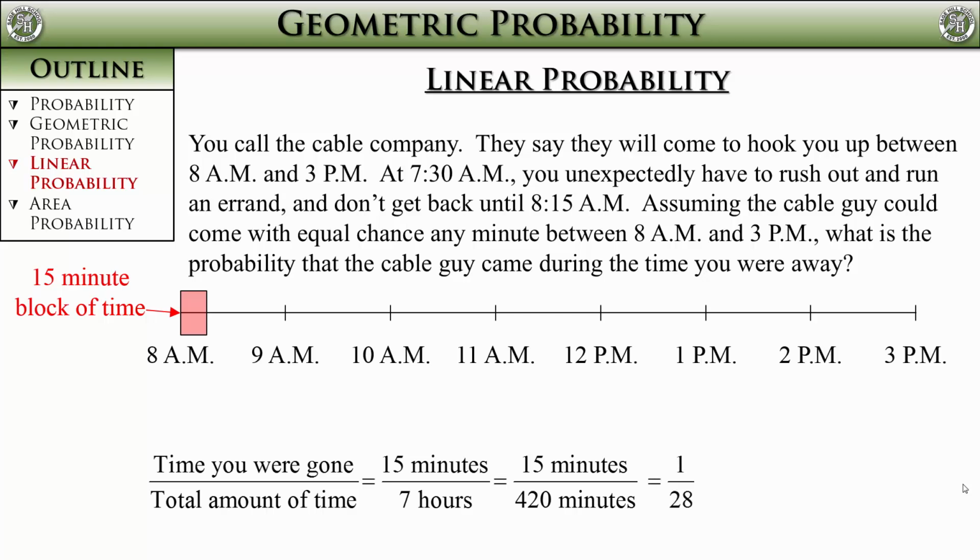Now, according to Murphy's Law, there's a 100% chance that you miss the cable guy. But amazingly, Murphy's Law never shows up in a math question. For those of you who don't know, Murphy's Law says if something bad can happen, it will, so you clearly were going to miss the cable guy no matter what.